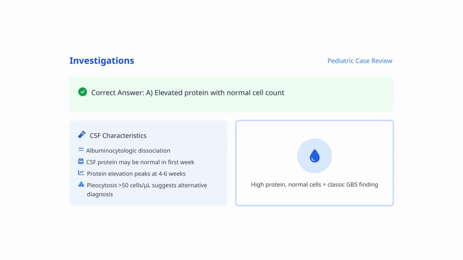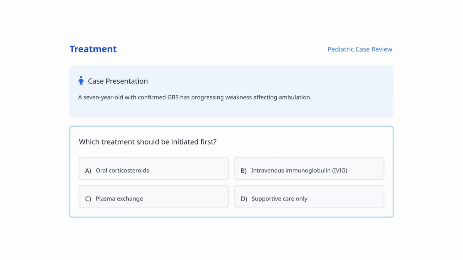The correct answer is A, elevated protein with normal cell count. This finding, known as albuminocytologic dissociation, is characteristic of Guillain-Barré syndrome. It's important to note that cerebrospinal fluid protein may be normal in the first week of symptoms, with protein elevation typically becoming evident by the second week and peaking at 4 to 6 weeks. If significant pleocytosis is present, more than 50 cells per microliter, clinicians should consider alternative diagnoses such as infectious causes or malignancies. Let's discuss this case.